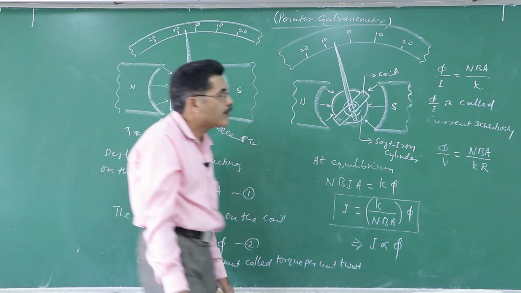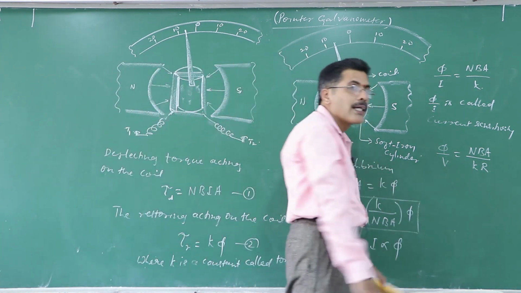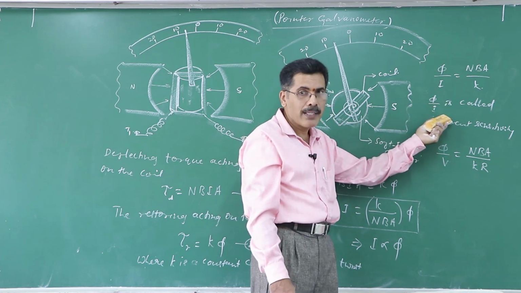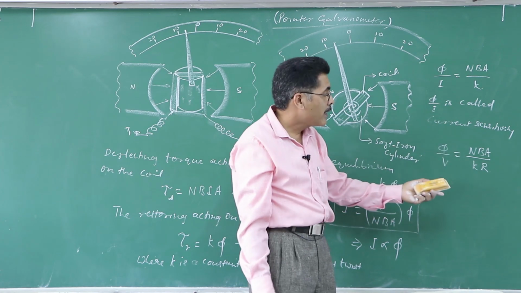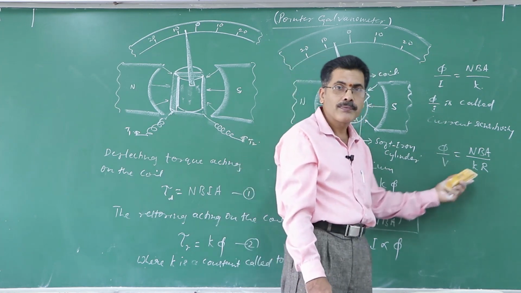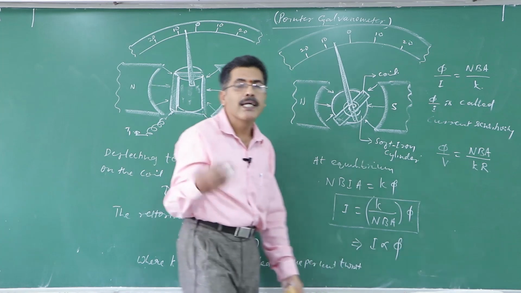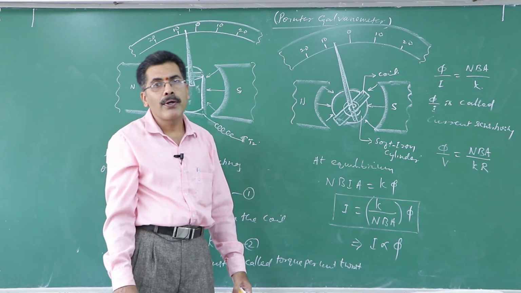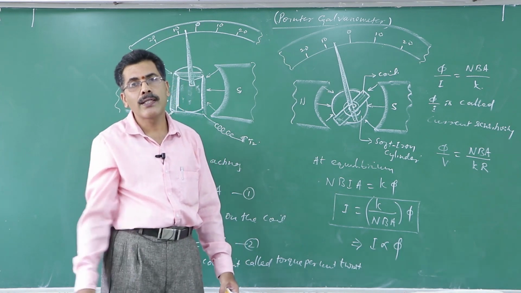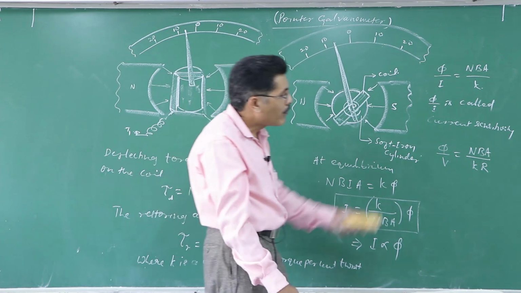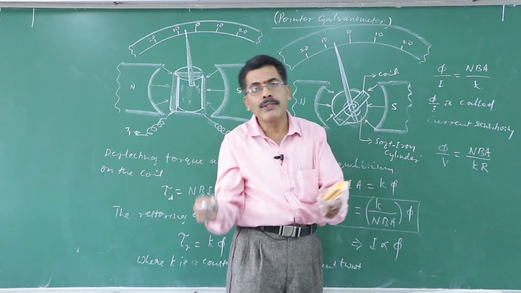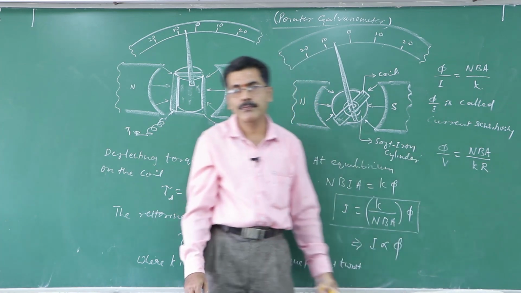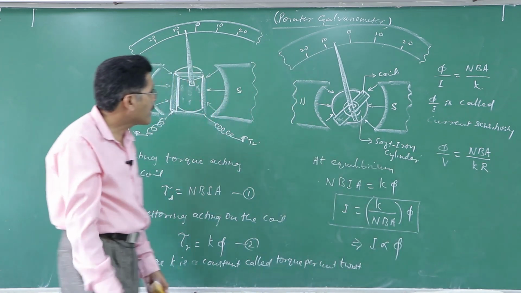So this is about voltage sensitivity, and this is current sensitivity. Current sensitivity is expressed in terms of deflection per ampere or divisions per ampere. This is divisions per volt. These are the units to express current sensitivity and voltage sensitivity. Deflection produced per unit current flowing in the coil is called current sensitivity. Deflection produced per unit potential difference applied across the ends of the coil is called voltage sensitivity. This is about the pointer galvanometer.